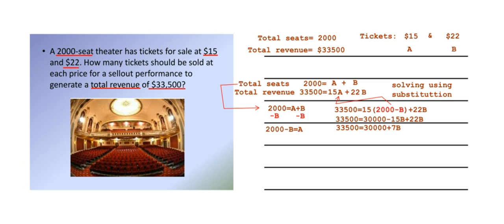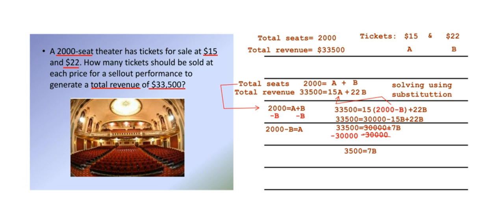Now we can simplify. Let's combine the B's: negative 15B plus 22B gives us 7B. Agreed? Now to solve for B, let's get rid of the 30,000. Subtract 30,000 from both sides, canceling out the 30,000, and 33,500 minus 30,000 gives us 3,500, which equals 7B. That's what was left on the right side.